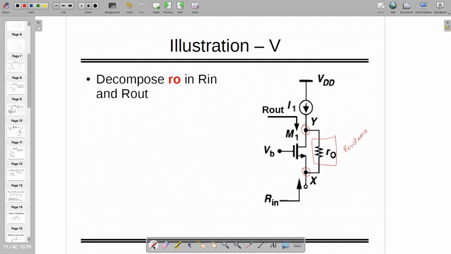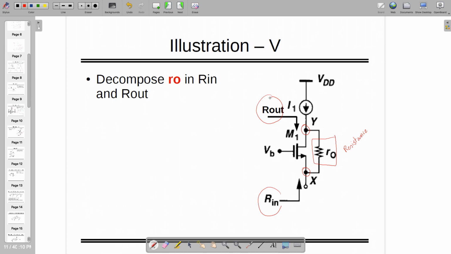So there is a gain. That's the good news, that actually from X to Y there is a gain which is using the common gate amplifier topology, and there is a resistance from here to here. So if I want to decompose it and I want to find out R in and R out, then what I'm supposed to do?